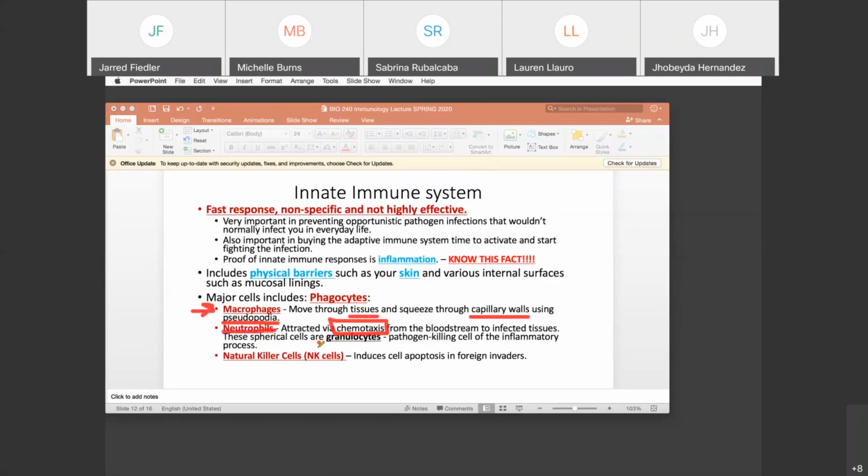Now neutrophils are granulocytes, okay. They're known as granulocytes, and they're the pathogen killing cell of the inflammatory process. So neutrophils during the inflammatory process will kill foreign invaders, okay.